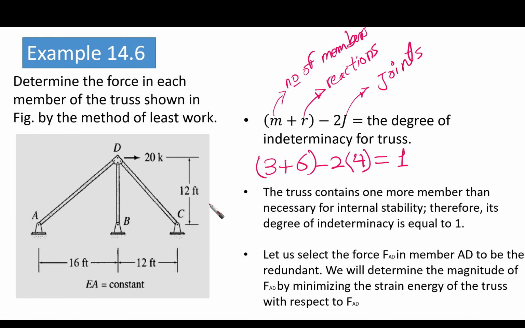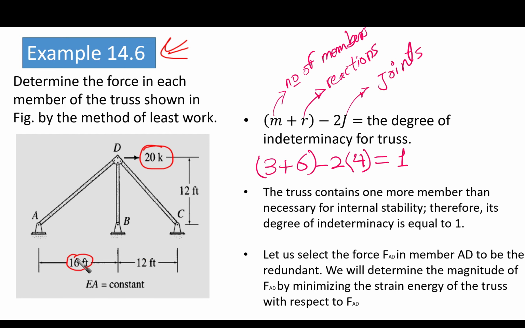Now let's go to the next part, which is another example that we are going to deal with for the method of least work. The example is: determine the force in each member of the truss shown. This is the truss shown here. It is A, B, C, D, as you can see, and there is a concentrated load here at the point D, heading to the right. And the dimensions are available for us.